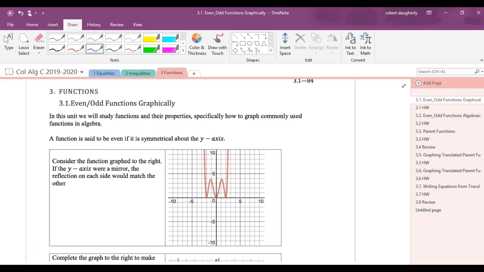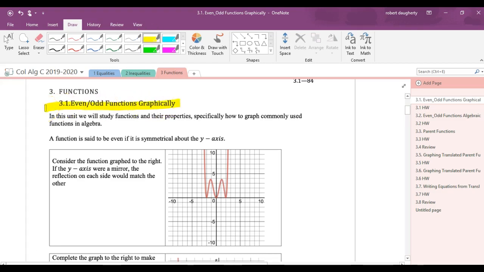But before we get to the dance party, we have to do a couple of things. We're studying functions in this unit, and we'll be doing that in Units 3, 4, and 5. We're doing different kinds of functions, pretty much the rest of this term. But we need to talk about certain properties of functions. The first thing we're going to talk about today is a function being even or odd.